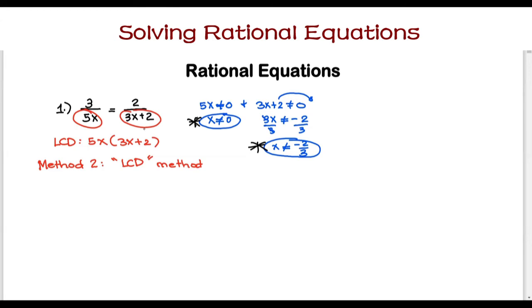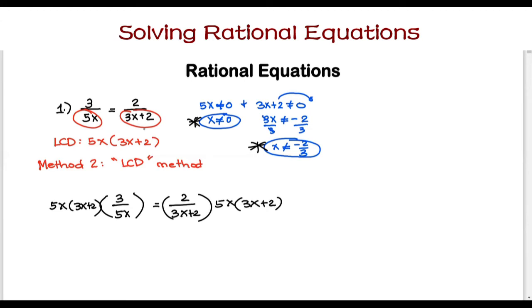Okay, so this is how we use the LCD to solve for x in this rational equation. Ito yung nasa one side. You have 3 over 5x. We're going to multiply this by the LCD. So, that's 5x times 3x plus 2. Ganon din ang gagawin natin sa kabilang side. Sa kabilang side, we have 2 over 3x plus 2. We multiply this by the LCD, which is 5x times 3x plus 2.